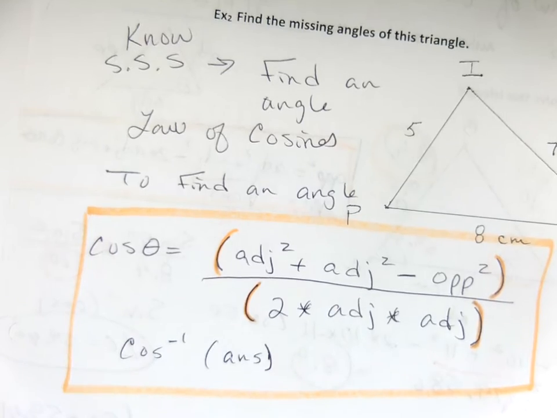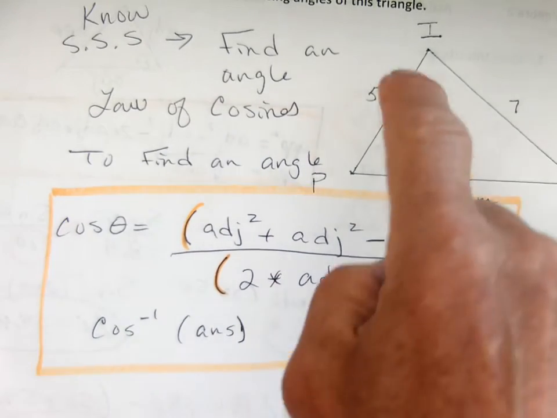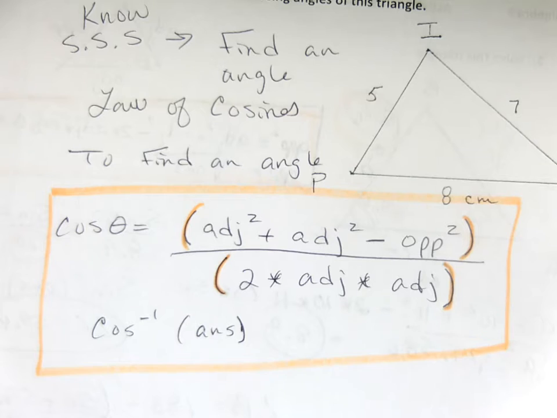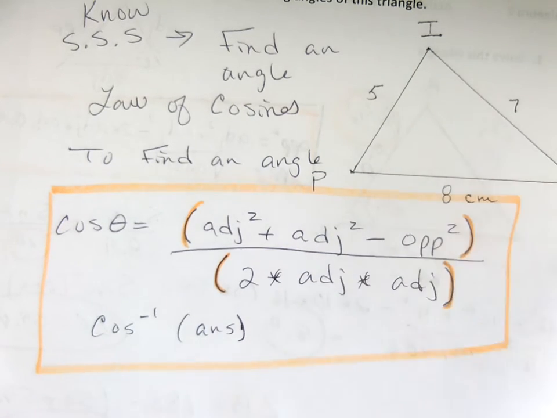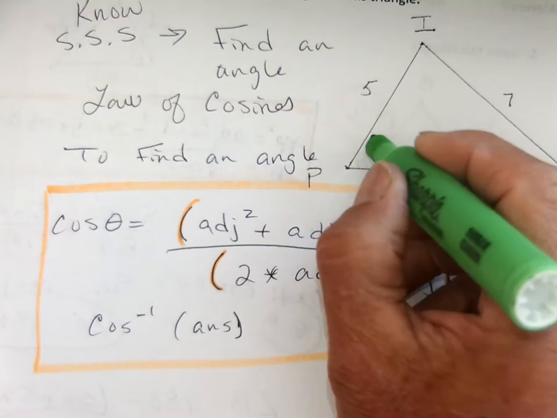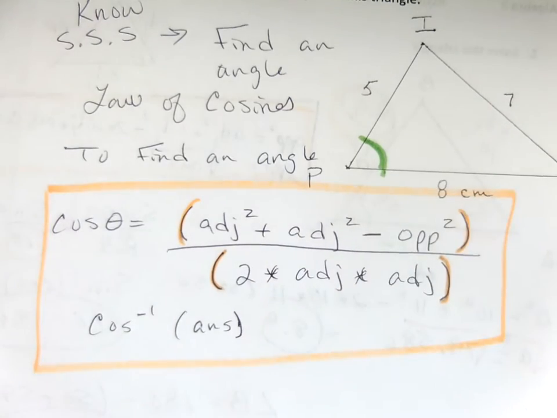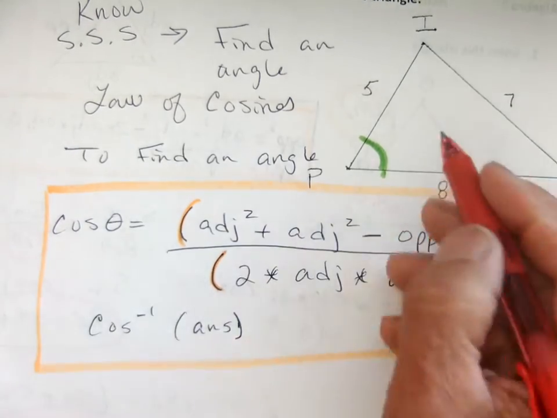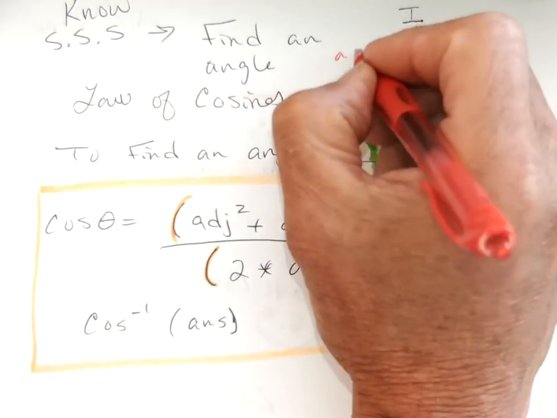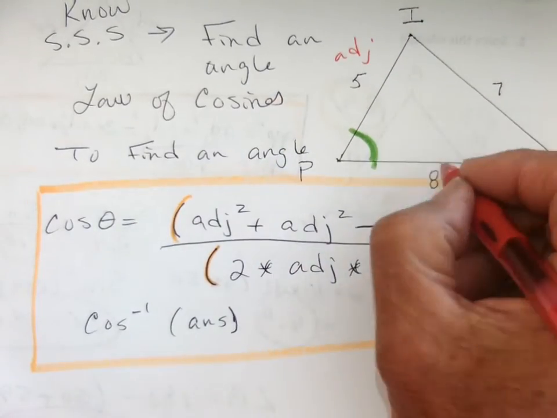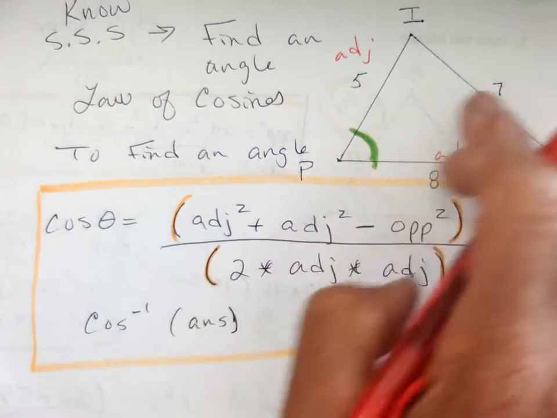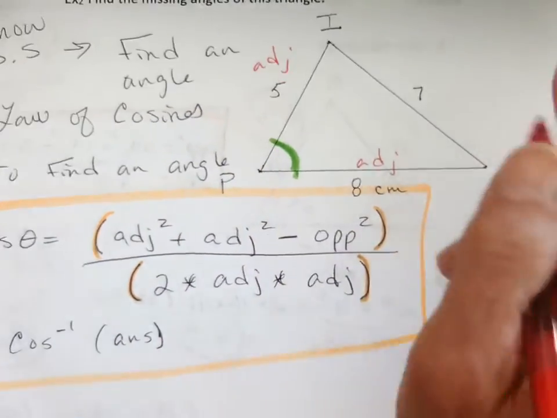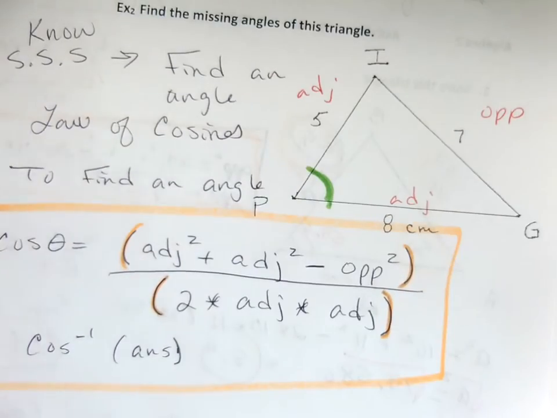Okay, so let's see how we can use it. In this triangle, I have three angles I don't know, P, I, and G. It doesn't really matter which one you solve for first, but you must start with an angle. So if I start with angle P, that forces the side 5 to be an adjacent side, and the 8 to be the other adjacent side, which makes the 7 my opposite side, okay?